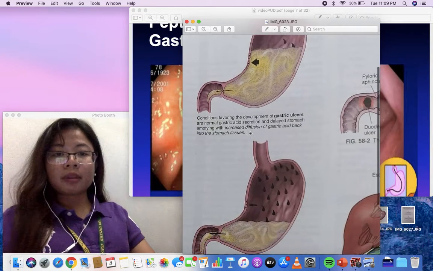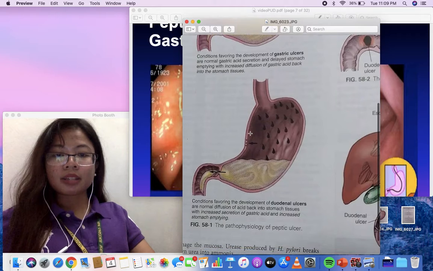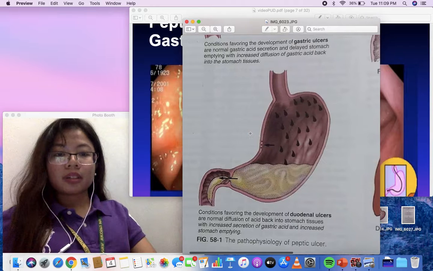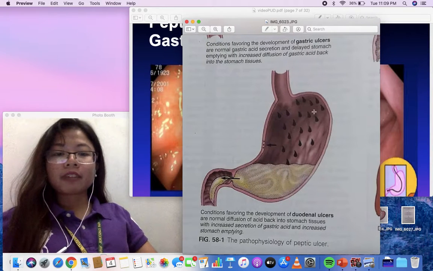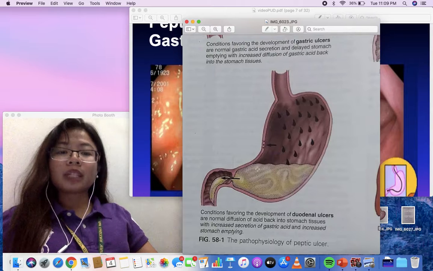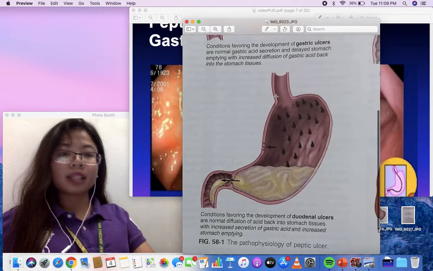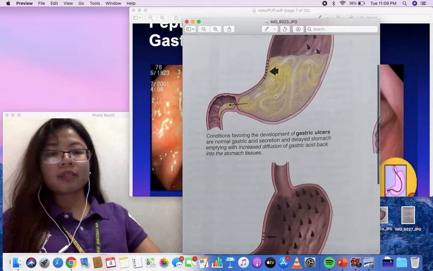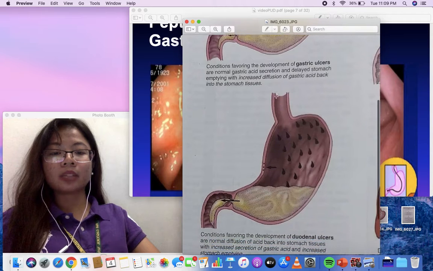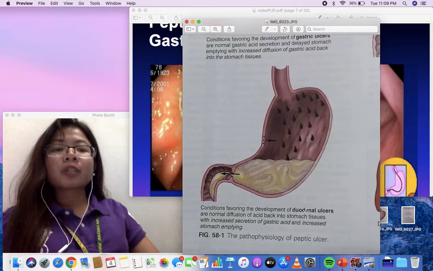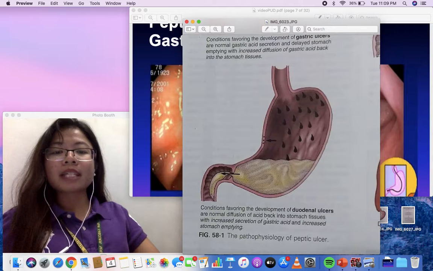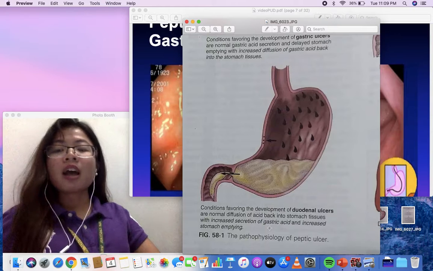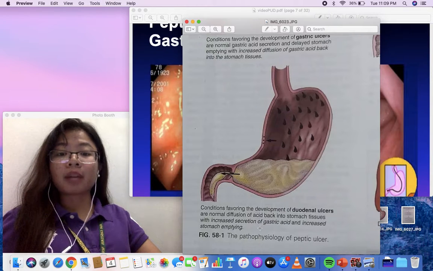But for this next image, here are the conditions favoring the development of duodenal ulcers. A while ago, I discussed gastric ulcers. So what's the difference? Next is the duodenal ulcers. For duodenal ulcers, there is normal diffusion of acid back into the stomach tissues with increased secretion of gastric acid and increased stomach emptying.